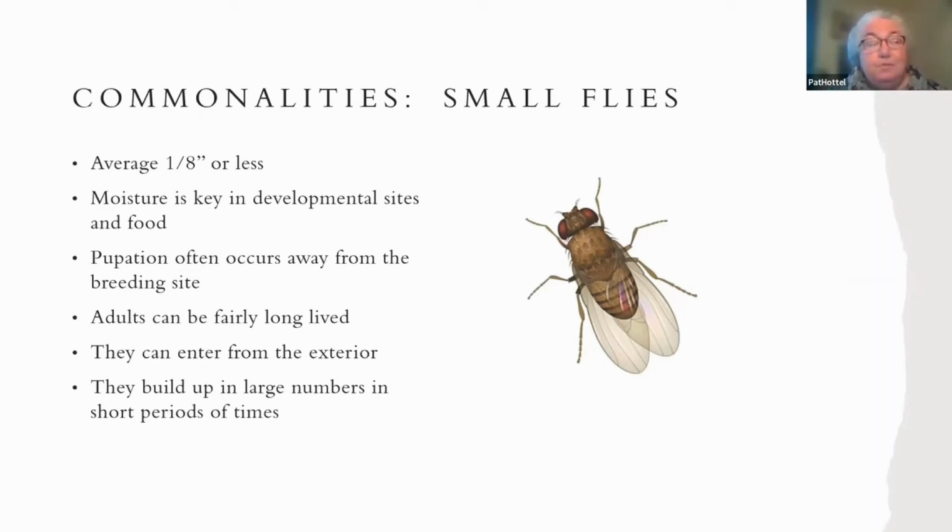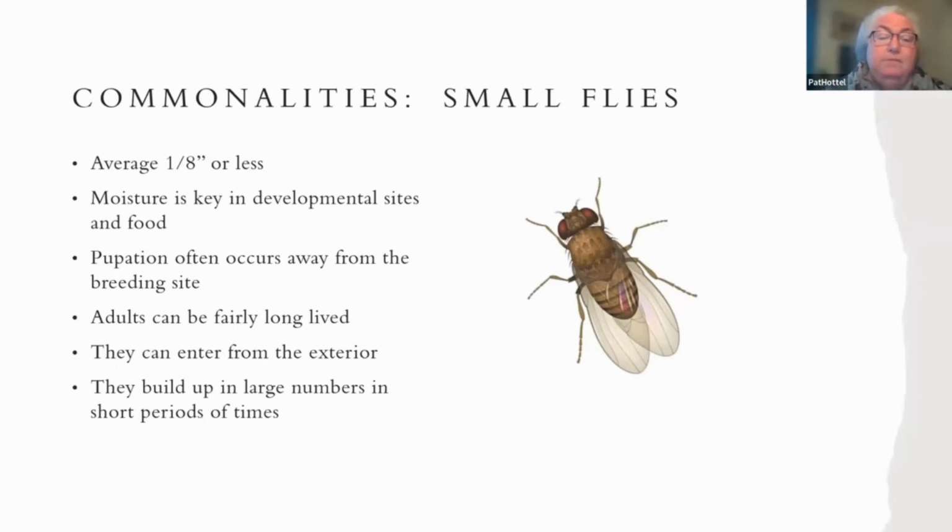Pupation, that pupal stage, there's 4 stages: egg, larva, pupa, adult. Pupation often occurs away from that developmental site. And that's important from the standpoint of survival. We see that with insects in general that have complete metamorphosis, that having that pupal stage away from the food can help with survival, because if we eliminate that food source, we can still have a part or a stage of that fly away from that food and still survive.